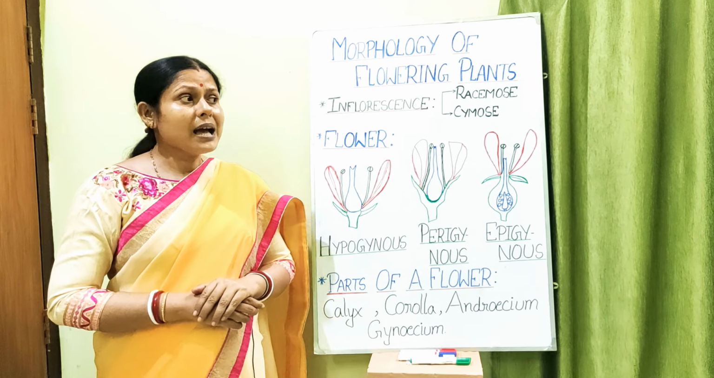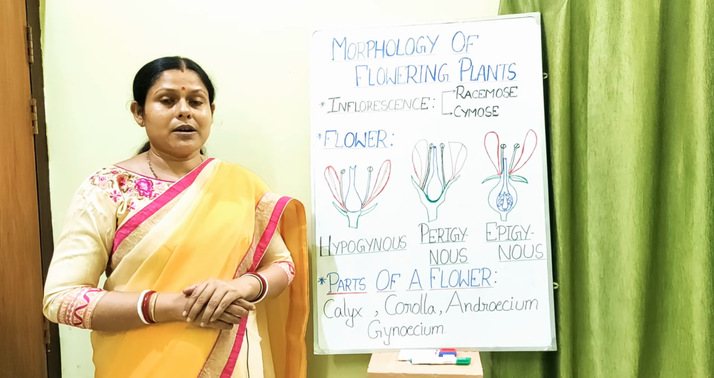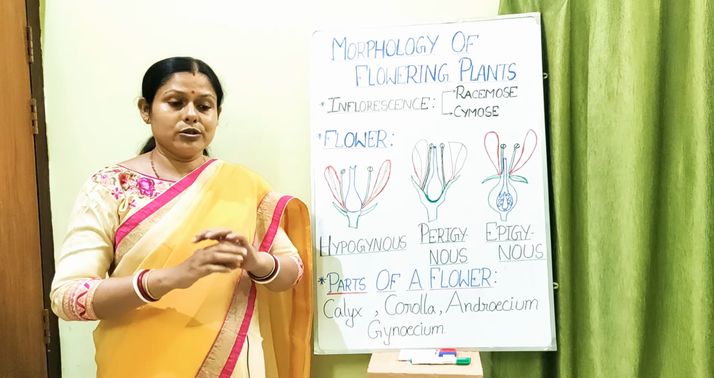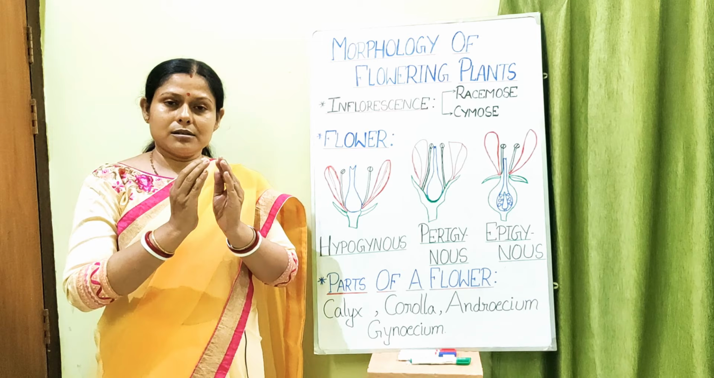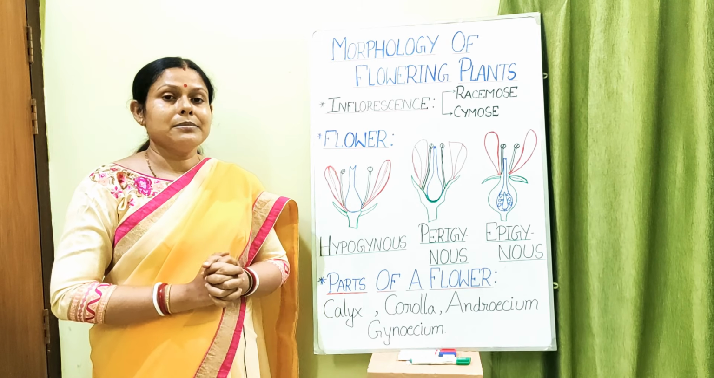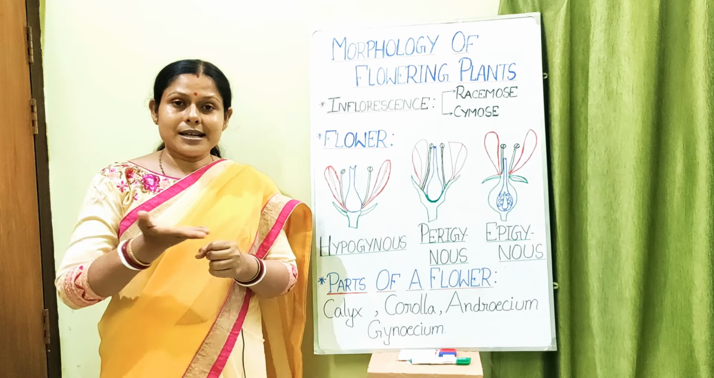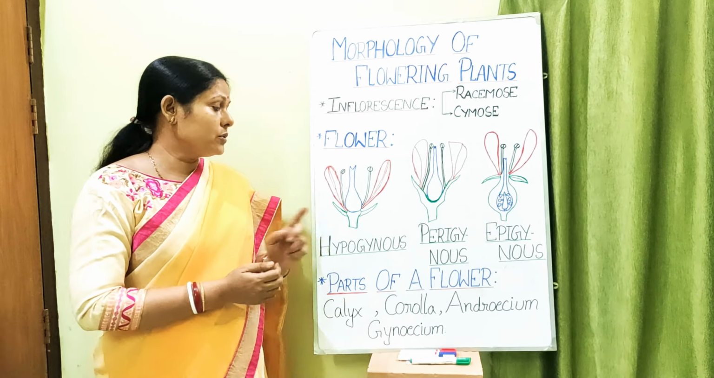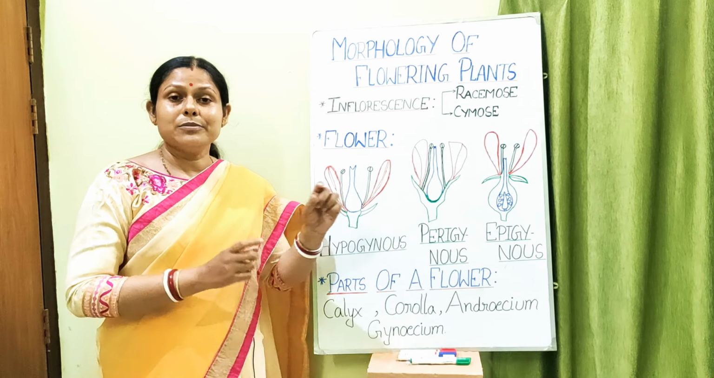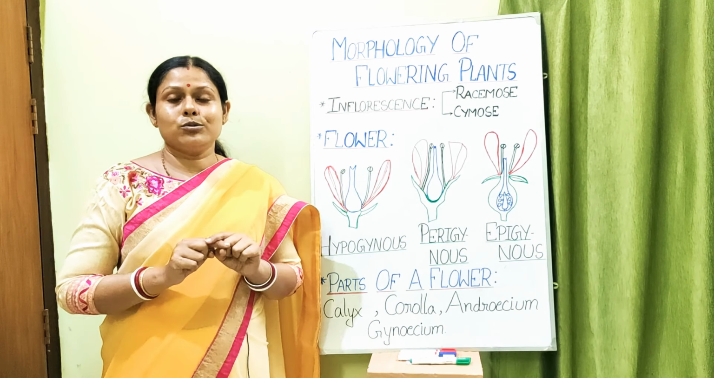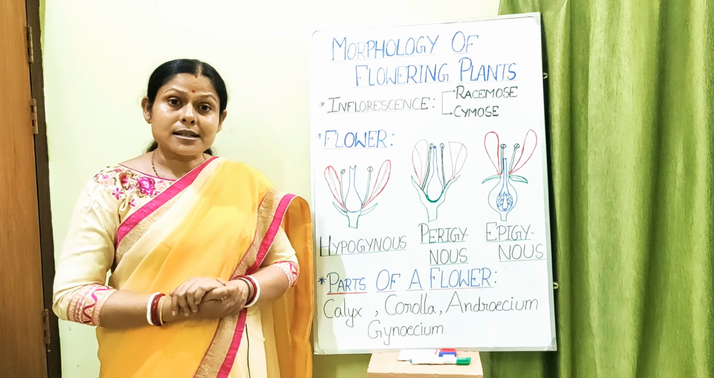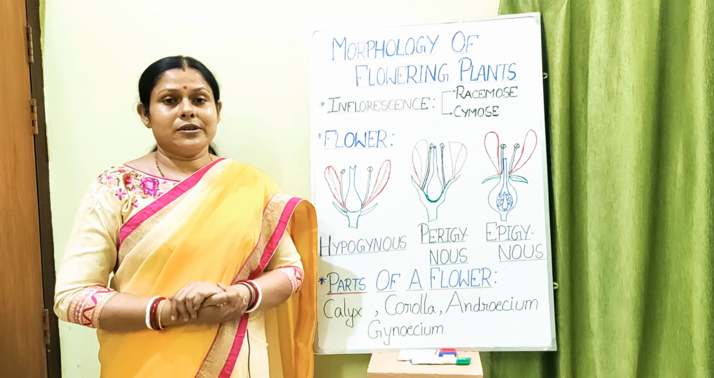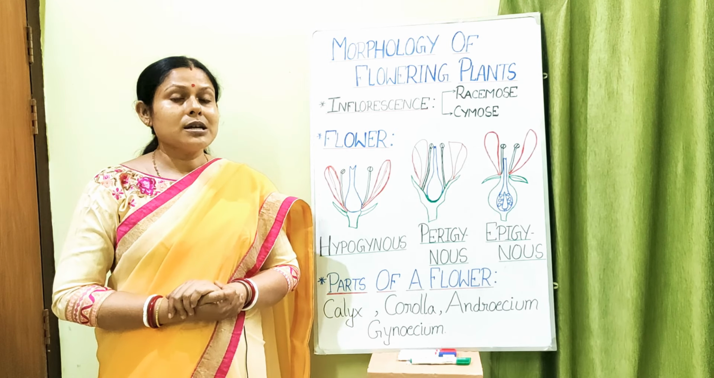Okay. And in the bud condition of the flower, that means when the flower has not bloomed, it is in a bud condition. During that time, if we do a section of the bud, and if we see the arrangement of the calyx or the arrangement of the petals with respect to each other, then this study is known as aestivation. Now, what is aestivation?